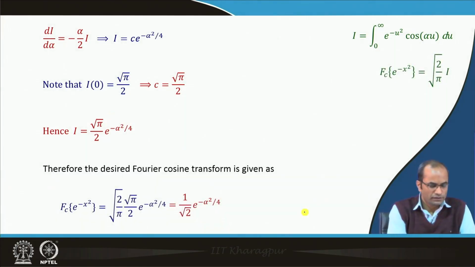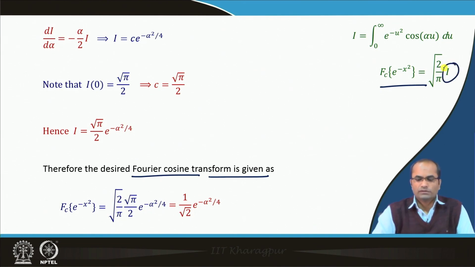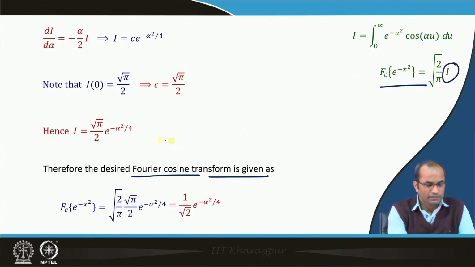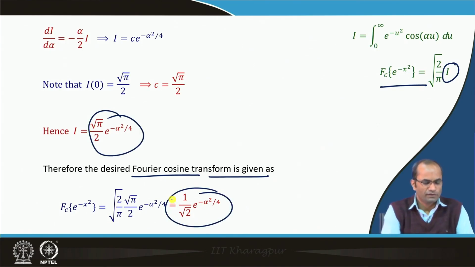So, therefore, the desired Fourier transform is given by this equation here. So, we need to just substitute I there. So, the I is given by square root pi by 2 e power minus alpha square. So, just by substituting we got the Fourier coefficient of e power minus x square.